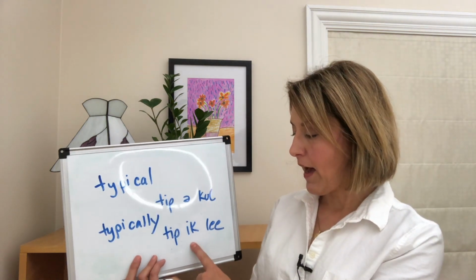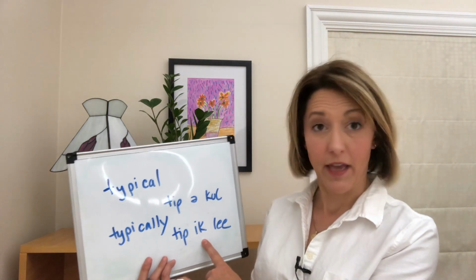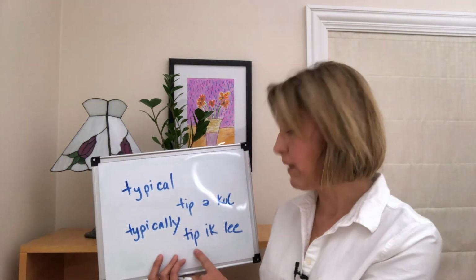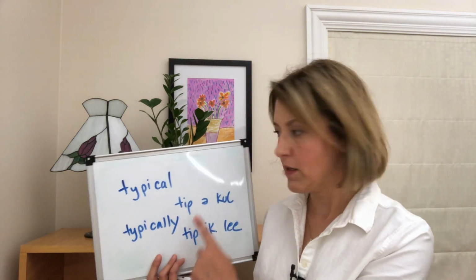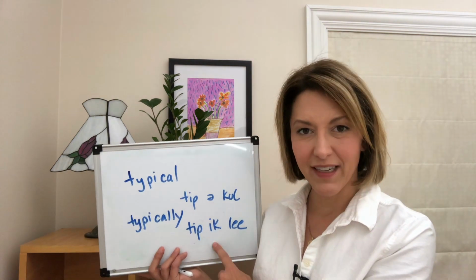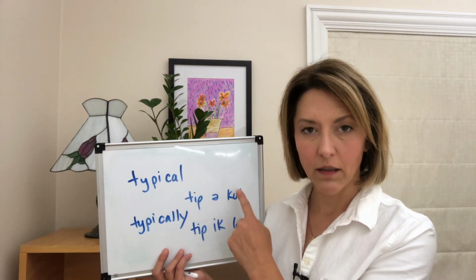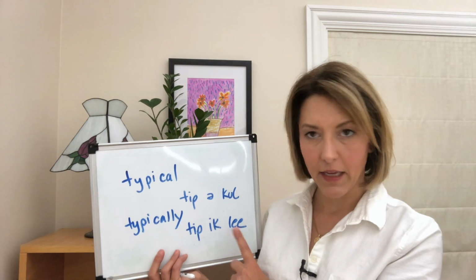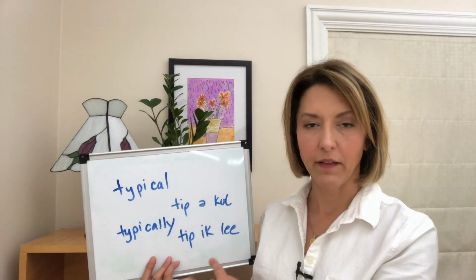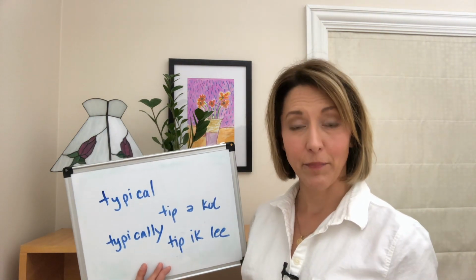So the syllable breaks are going to change a little bit. So we still have tip at the beginning of both of these words, but instead of saying the full ending, we're going to say ick. Typical, typically. Typical, typically.